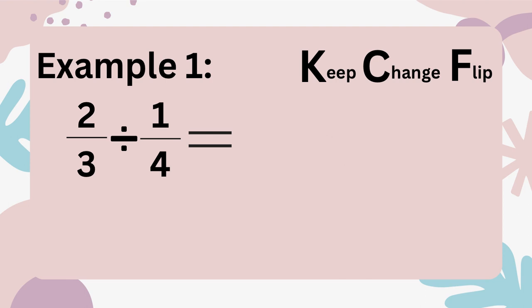So if you have a problem like 2/3 divided by 1/4, you keep, change, flip, which means you keep the first fraction the same as it is. So this would stay 2/3. Then you change the division to multiplication, and then you flip the last fraction upside down. So it becomes 4/1 in this case.